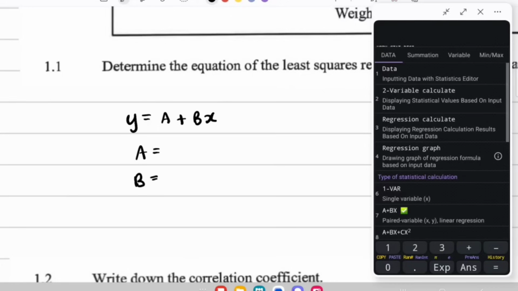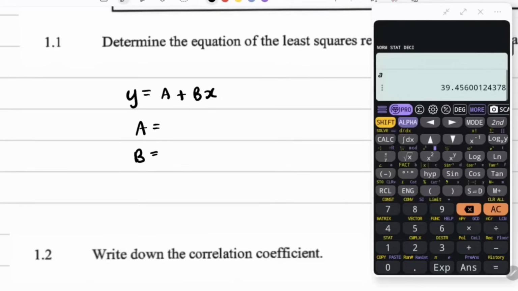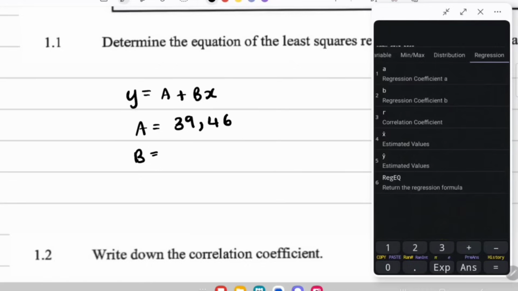And once you choose option 5, you will see all your values, A, B, and really your correlation coefficient. So regression, and let's just see what the value of A is. The value of A is 39.46. Okay, so round off to 2 decimal places. And then you can press AC, Shift, and 1. Okay, you really just need to press Shift and 1.